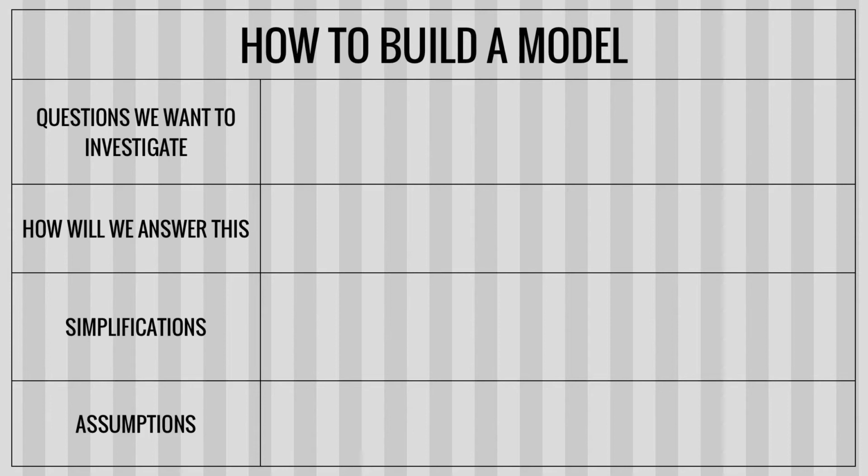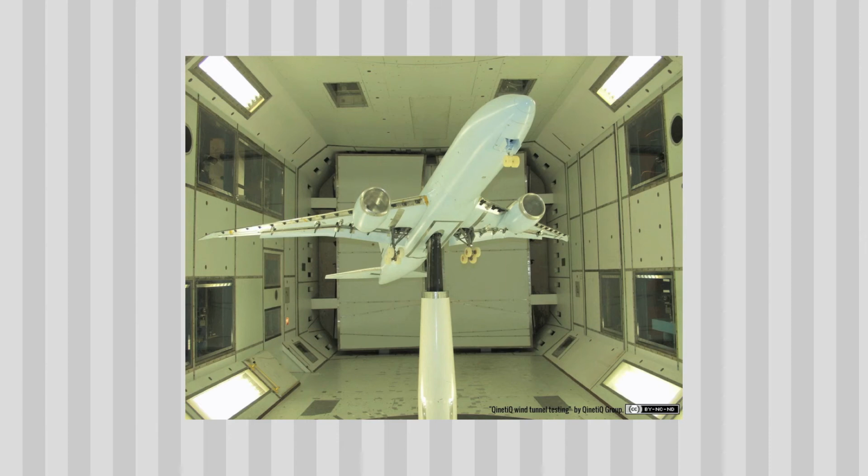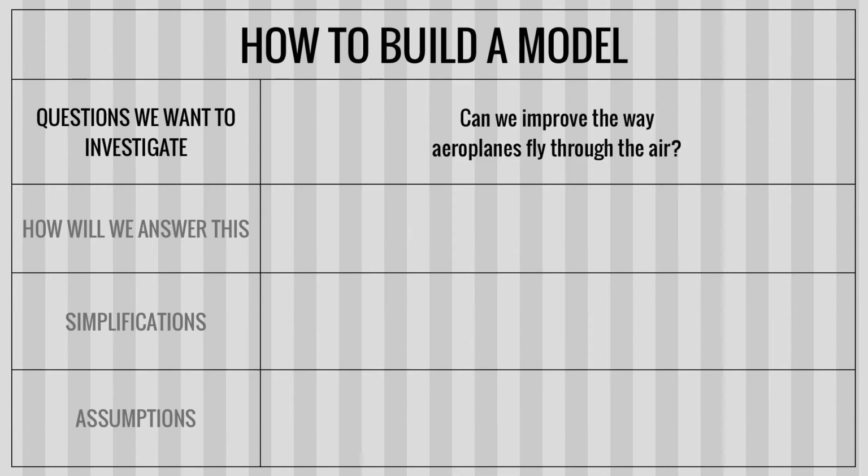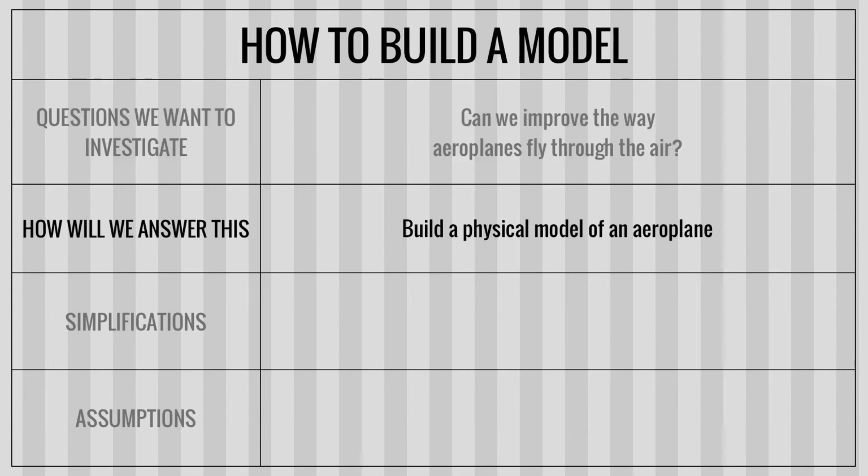Today, when we make a model, we're going to fill in this table to make sure we have thought about these important things. Another example of a model is a model aeroplane, like the ones used to test the flow of air in a wind tunnel. Let's go through the table as before, this time imagining we're creating a model aeroplane. So, here the question we're asking is, can we improve the way airplanes fly through the air? We're answering this question by building a physical model of a real plane.